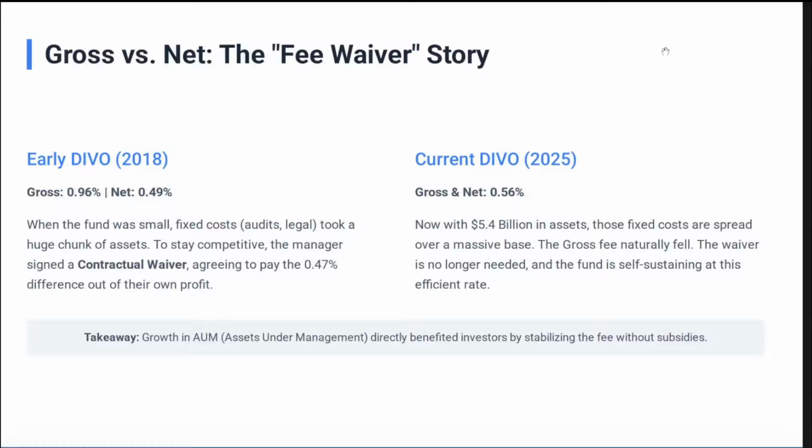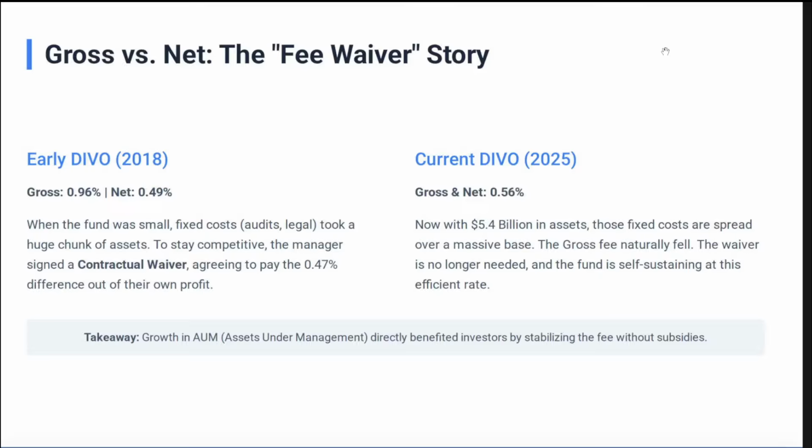Now at 5.4 billion in assets, these fixed costs are spread over a massive base. Good thing for us, right? They went from 2018 to 2025 up almost 6 billion in assets. I mean, they are performing very well. People love it. People want to continue buying and owning it.